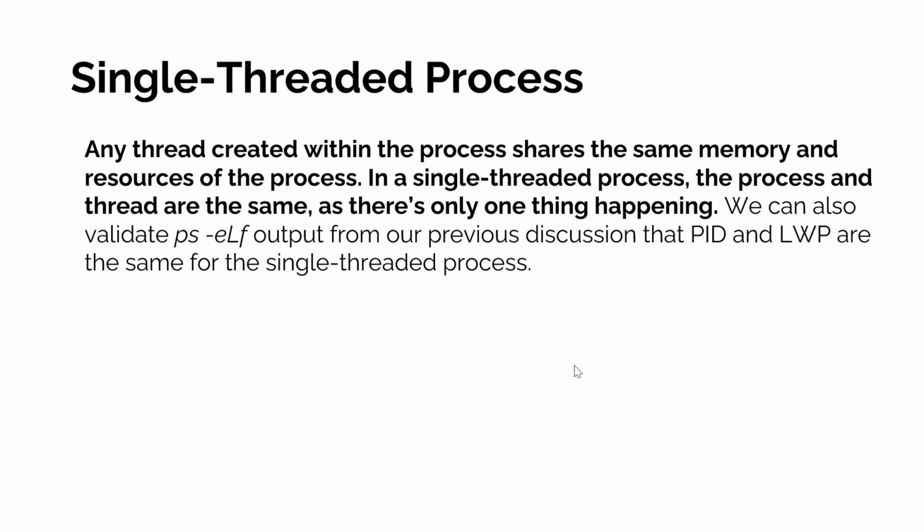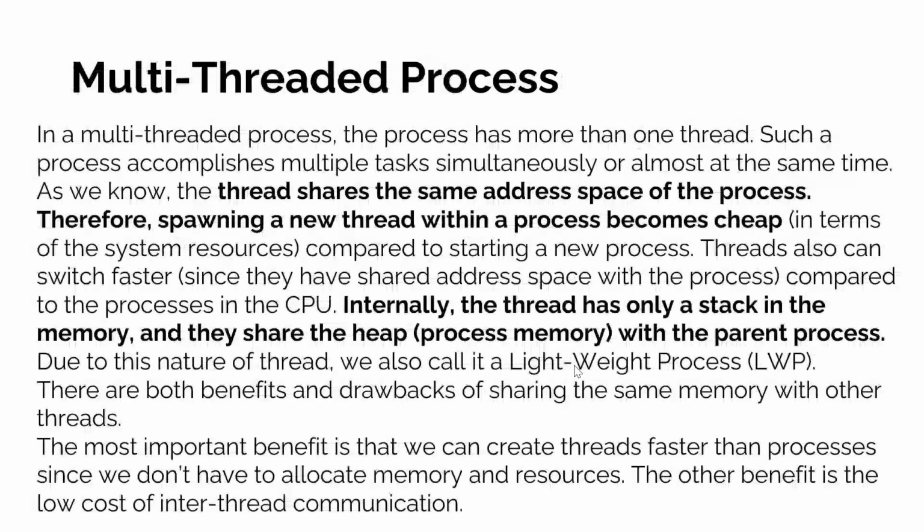In a single threaded process, a process and thread are the same as there is only one thing happening. In a multi-threaded process, what happens? I just read the first paragraph only. In a multi-threaded process, the process has more than one thread. Such a process accomplishes multiple tasks simultaneously or almost at the same time. As we know, the threads share the same address space of the process.